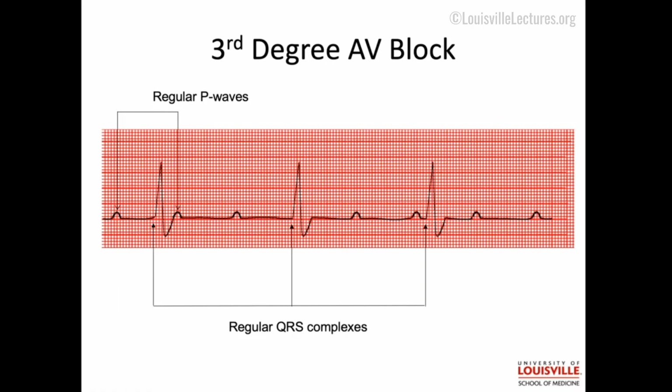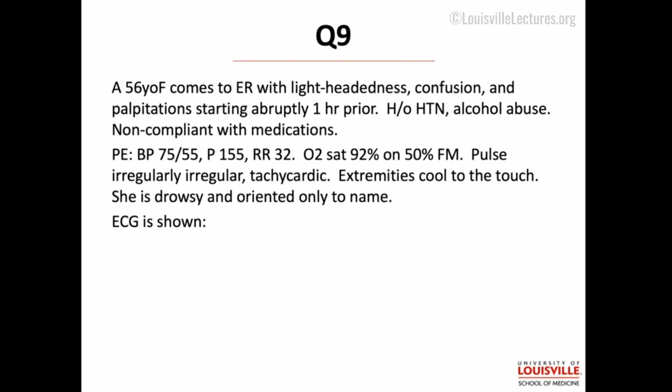So here you see these regular P waves, boom, boom, boom. One is hidden in there, boom, boom, and they're just marching along. And then you have the QRS complexes, and they're going at different speeds, no relationship to one another. So that's third-degree AV block. And here's the P waves marching out. Okay, next question.